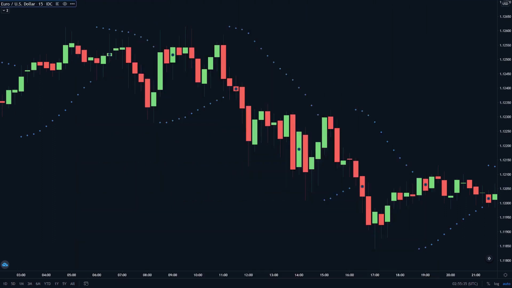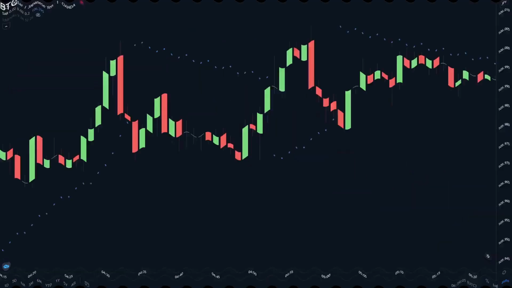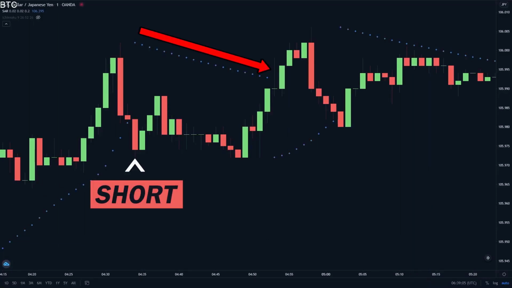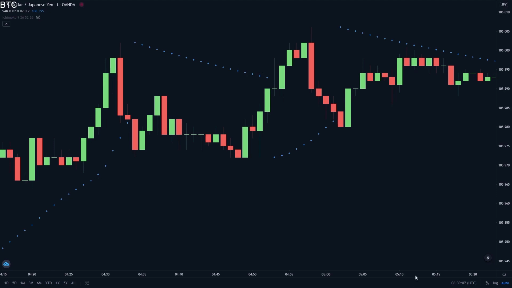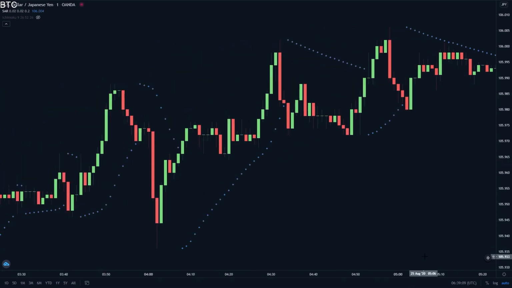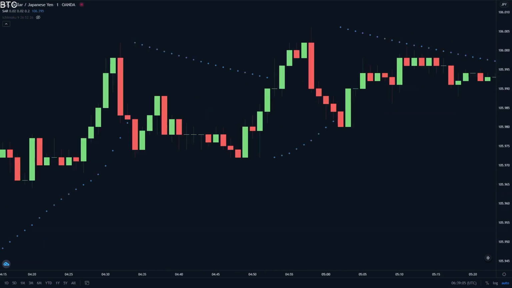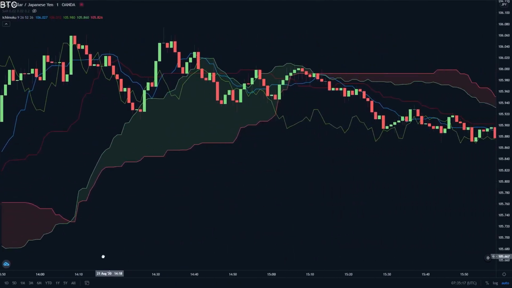But solely trading using only the Parabolic SAR indicator is also a bad idea. Let's say you enter a short position here because you thought the market is on a downtrend. But if you zoom out and look at the bigger picture, you can see that the market is actually on an uptrend. So if you took a short position here, you are actually going against the trend, which is not a good idea. That is why it is better to combine the Parabolic SAR with another indicator, such as the Ichimoku Cloud.